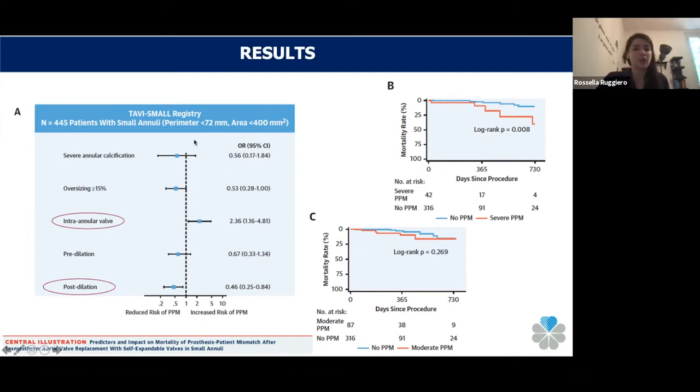On the left side of the slide, you can also see the multivariate analysis, in which you can see that intra-annular valve was associated with an increased risk of PPM, while post-dilatation was associated with a reduced risk of PPM, and more or less also the oversizing.